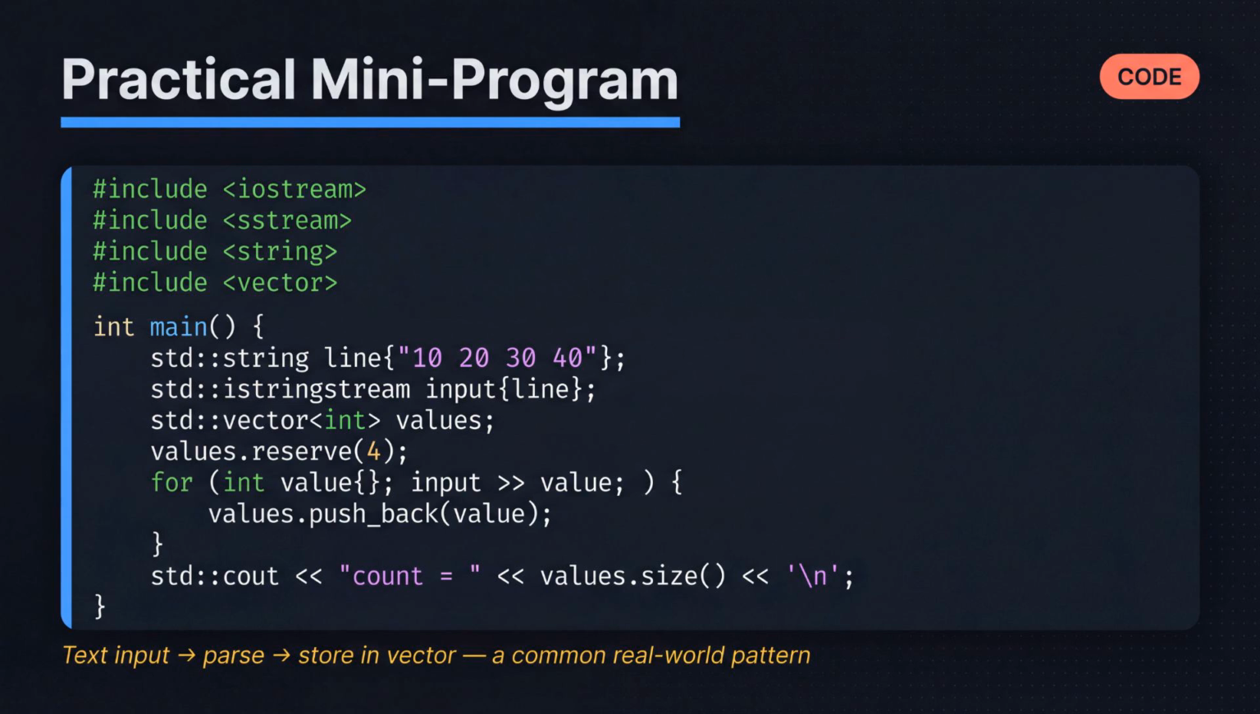This pattern, text input, parse into typed values, store in a vector, shows up constantly in real programs. Configuration files, command line arguments, log processing, data import. The istringstream bridges text and typed data, and the vector accumulates the results.